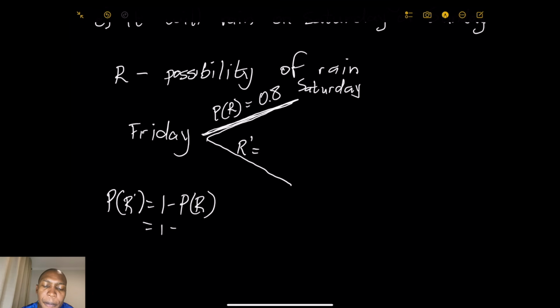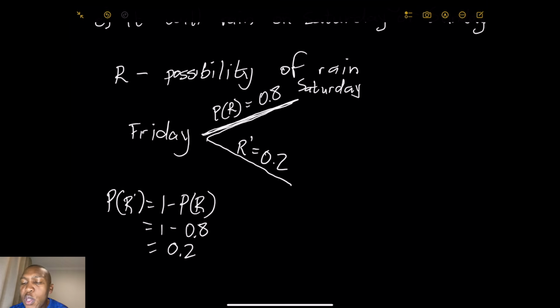So what would it be? You'd have 1 minus 0.8, so that would be 0.2. And of course, it makes sense. It's out of 100%. So if 80% are chances of it raining, then it means 20% would be the chance of not raining, right? So in this case, this would be 0.2. This would be on a Saturday. So this represents a Saturday.